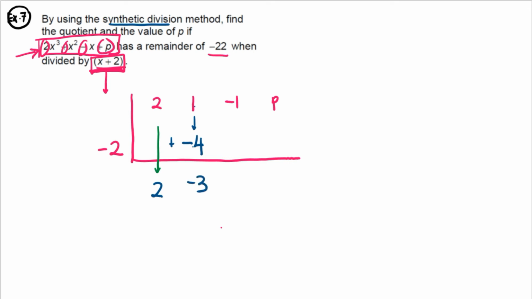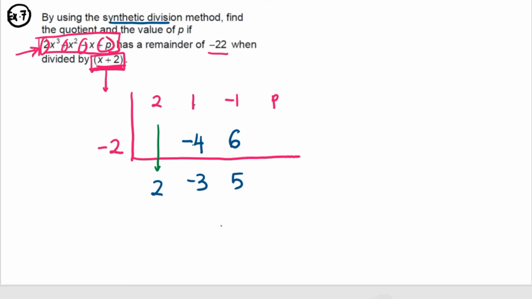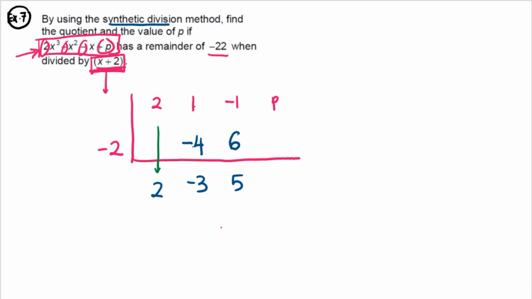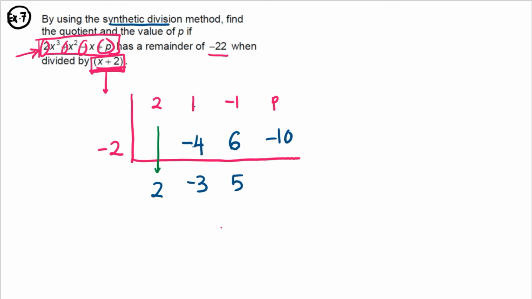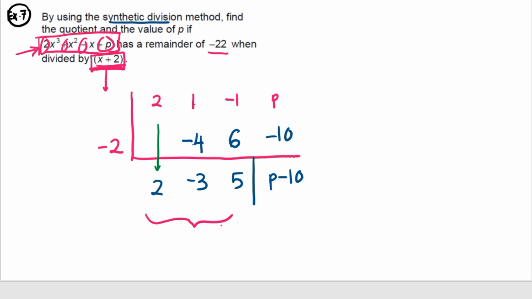Now negative 3 multiplied by negative 2 gives a positive 6. Then negative 1 plus 6, so 6 minus 1 is 5. Again you multiply 5 by negative 2, you get negative 10 here. Therefore p plus negative 10 gives p minus 10. We should know that this part is the quotient, and this is the remainder.